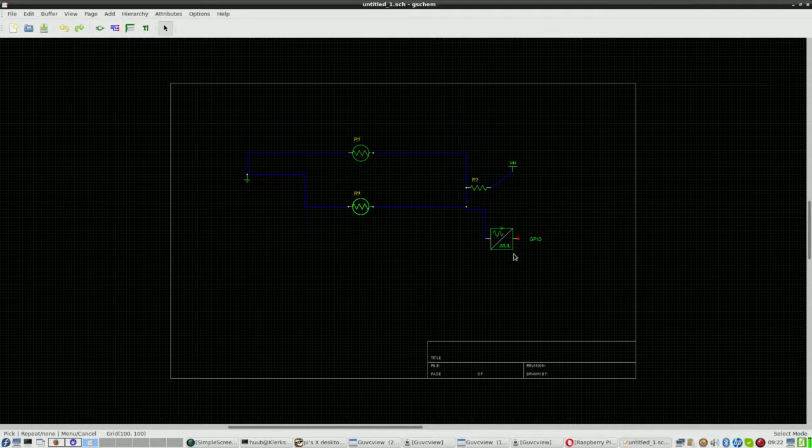And this is a very generic symbol. There are specific symbols, but they don't match the MCP 3008 that I'm using. There are many different versions. Anyway, this is how it looks now.